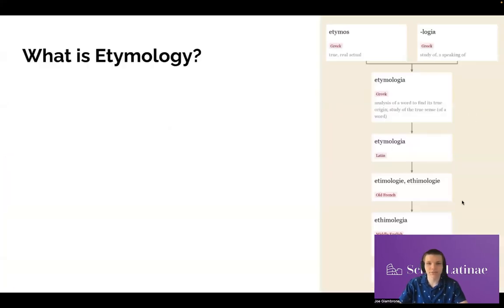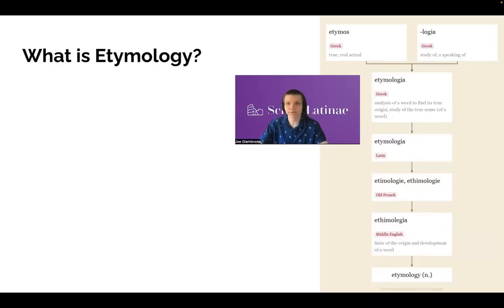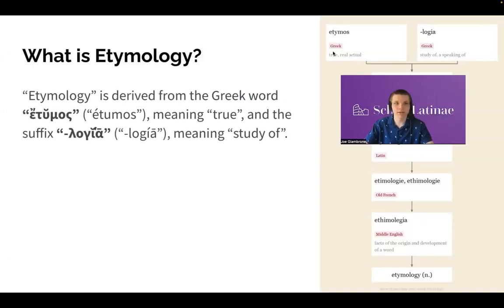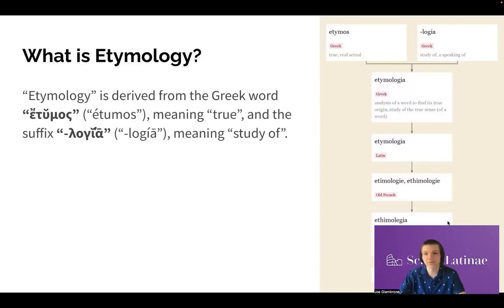So first off, you might be wondering, what even is etymology? And so here we have a little chart here. Etymology, as you can see, is derived from the Greek etymos, meaning true, and logia, meaning study of. And so that's why I called it the study of truth. Because if you look at the etymology of the word, it really is the study of truth.